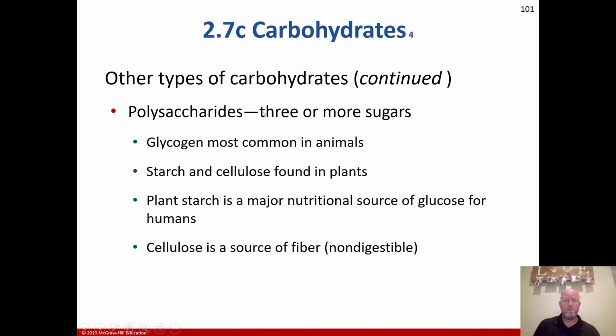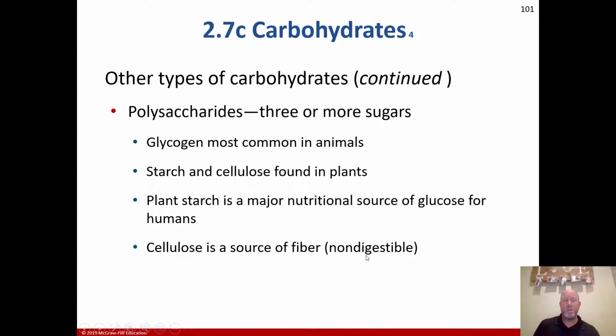Other types of carbohydrates are polysaccharides, 3 or more sugars. They're really the most ideal carbohydrate to ingest when looking for energy for more sustained periods, as opposed to energy right now, which would be a monosaccharide. Glycogen is most common in animals. Starch and cellulose are found in plants. Plant starch is a major nutritional source of glucose for us as humans. Cellulose is a source of fiber.